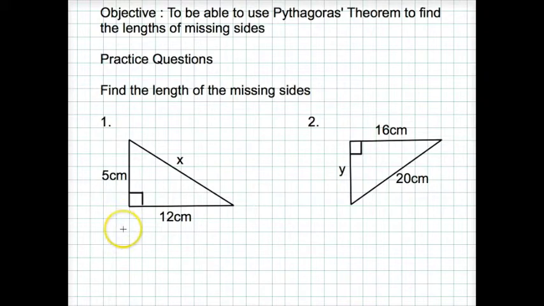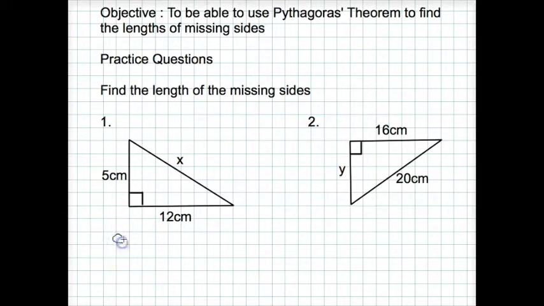Welcome back. Okay, let's go through these two questions then. Question 1. We're using Pythagoras. We know that because it's a right angled triangle and we know two sides. We want to find the missing side. This time the missing side is the hypotenuse, the longest side. So we're using Pythagoras in its basic form.